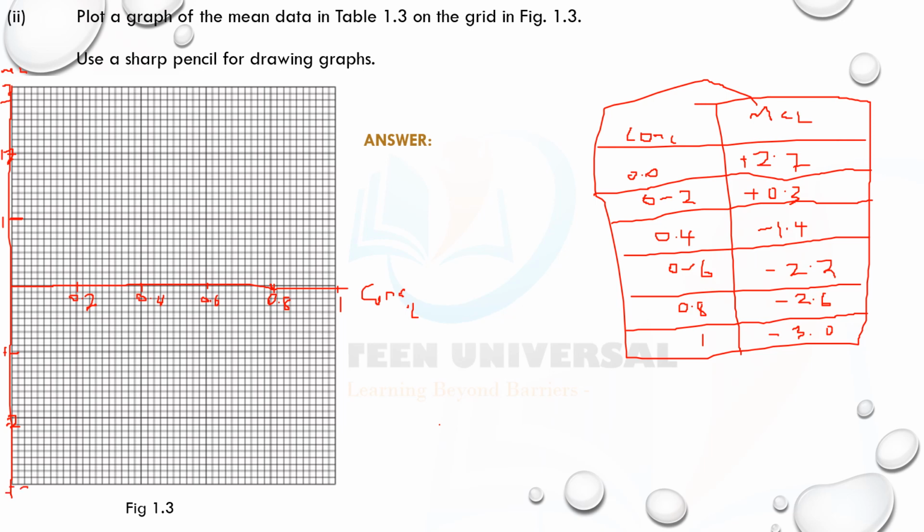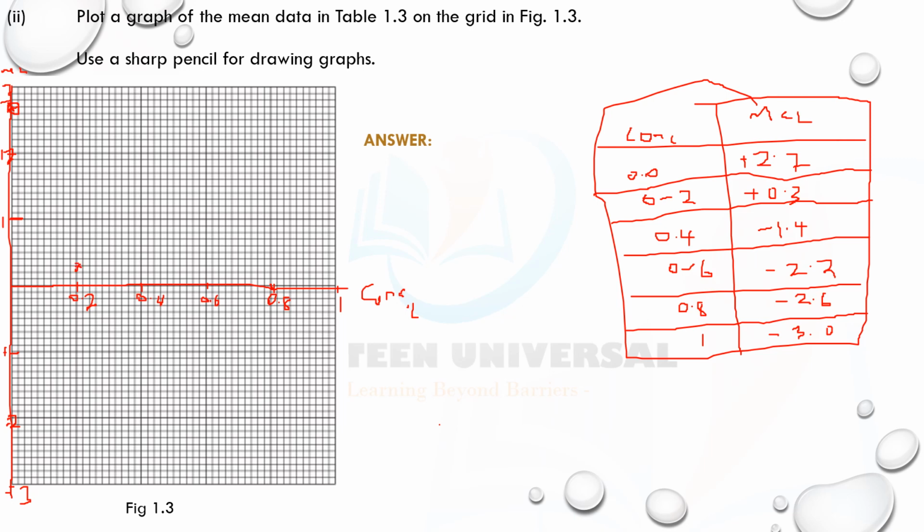So I'm plotting the first one: 0 and 2.7, which is 3 here. I just cross it and circle it. That's the first plot. The second plot, 0.2 and 0.3, will be here, plus 1, 2, 3, okay.